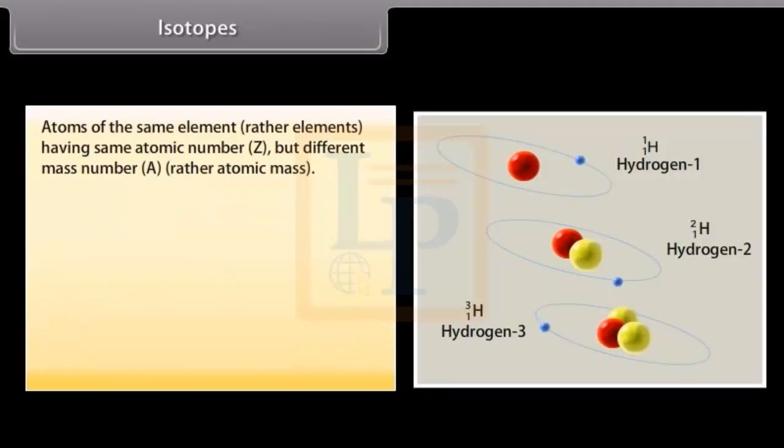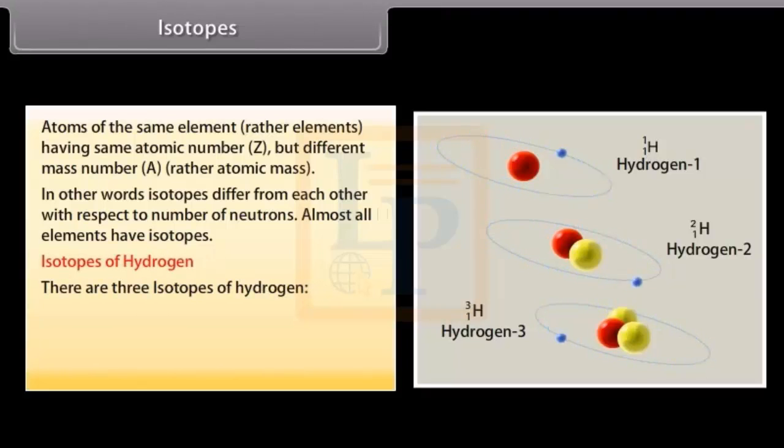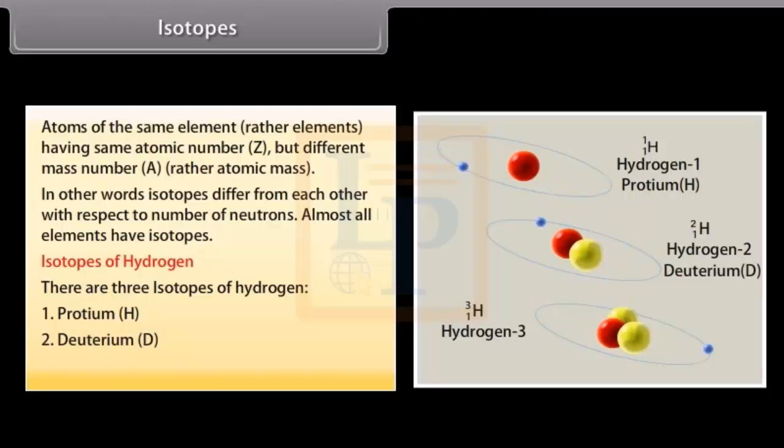Atoms of the same element, or rather elements having the same atomic number Z but different mass number A, or rather atomic mass. In other words, isotopes differ from each other with respect to the number of neutrons. Almost all elements have isotopes. Isotopes of hydrogen. There are 3 isotopes of hydrogen: 1. Protium. 2. Deuterium. 3. Tritium.